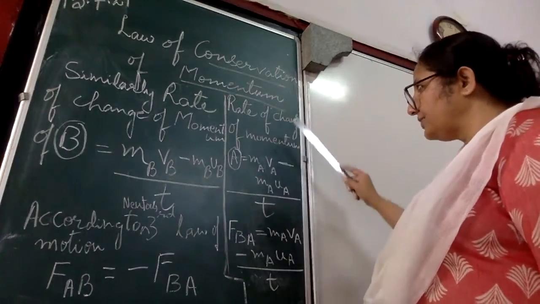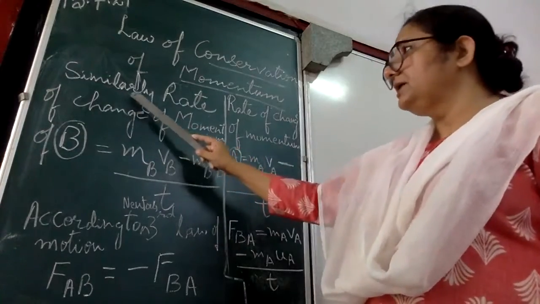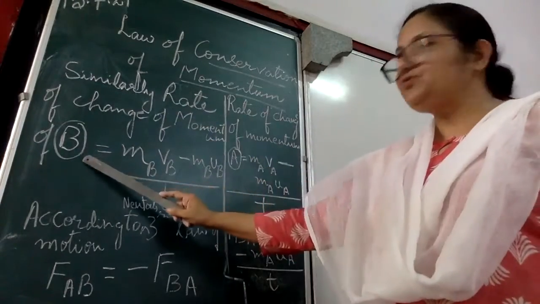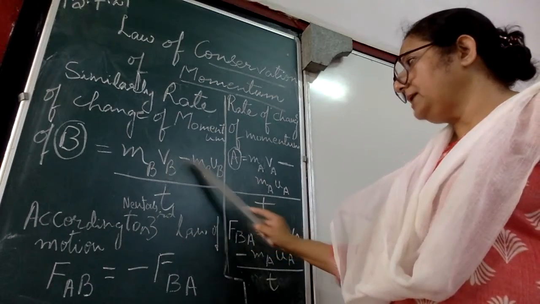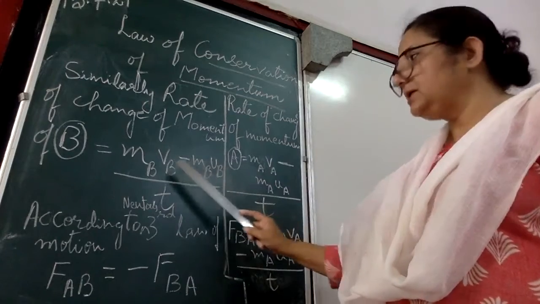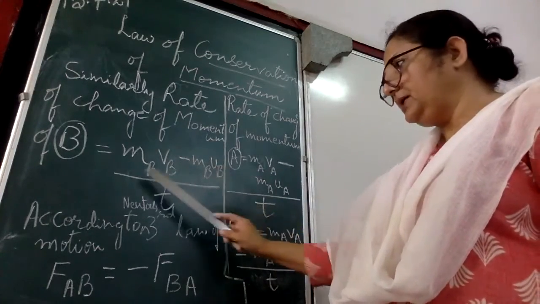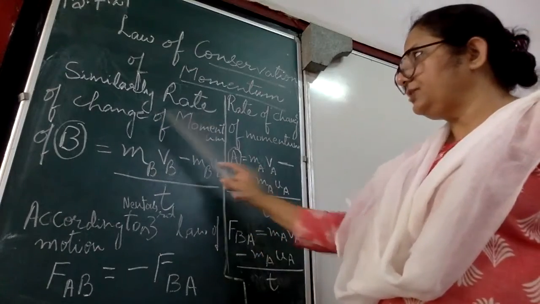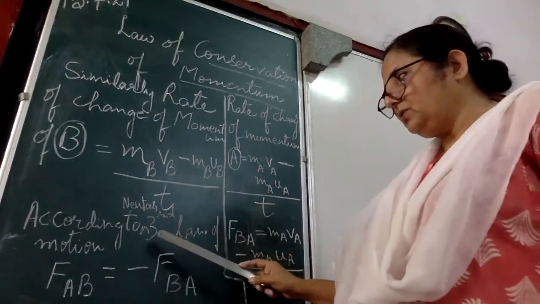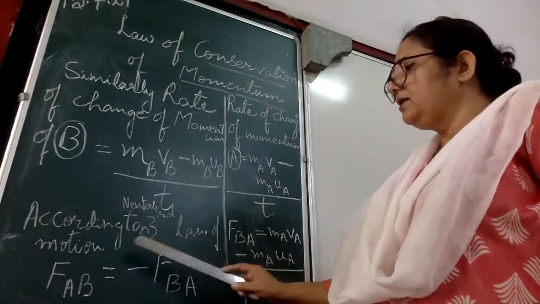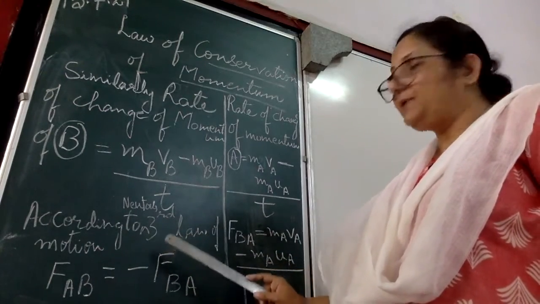Similarly, as we have taken out the rate of change of momentum of body A, in the same way, we can take out the rate of change of momentum of B, which will come to be equal to (mBvB minus mBuB) upon t. That means the final momentum minus initial momentum of body B upon t, because we are taking out the rate of change of momentum. So if we apply Newton's third law of motion, the force applied by body A on B will be equal to the force applied by body B on A.